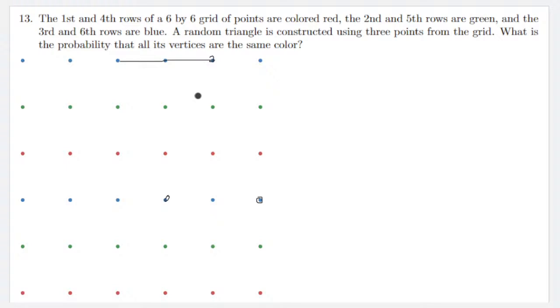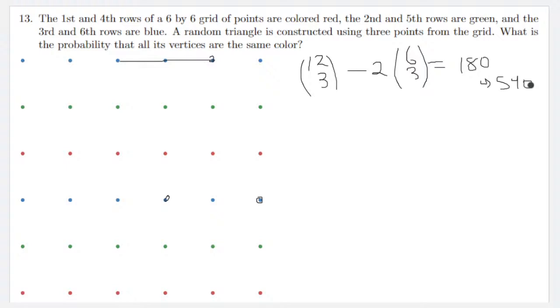So with that in mind, 12 choose 3 is the total number of ways to pick those three points. But there are 2 times 6 choose 3 ways to pick them on the same line. So we have to get rid of those, and this gives us 180. However, this can be repeated for each of the 3 colors. So in reality, it is 540.